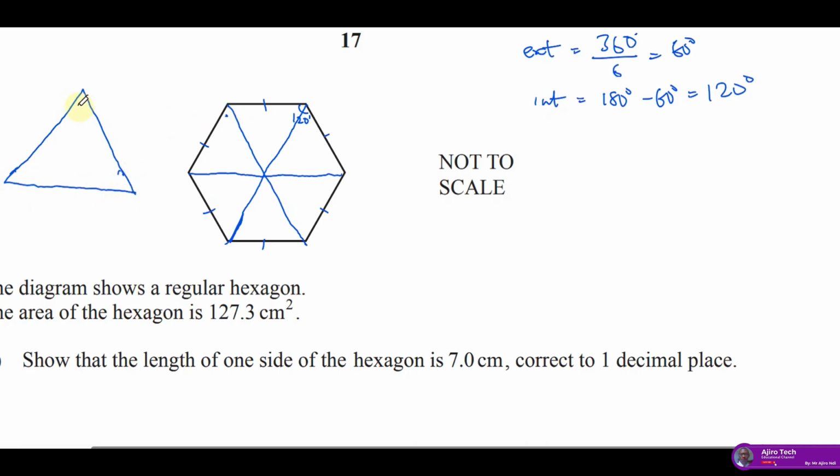Now, this angle is 60, so this is 60, 60, 60, all the angles inside now are 60. 60 here, 60 here. Now, if this is 60 and this is 60, what will be the last angle? 180 minus 60 minus 60 is also 60. So all the angles are 60. If all the angles are equal, that means all sides are also equal.